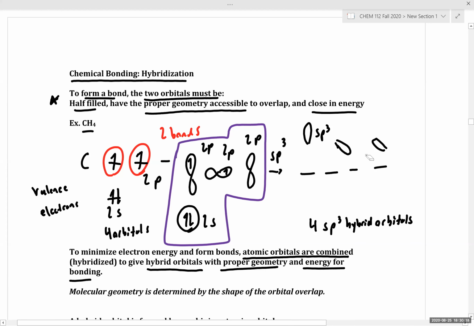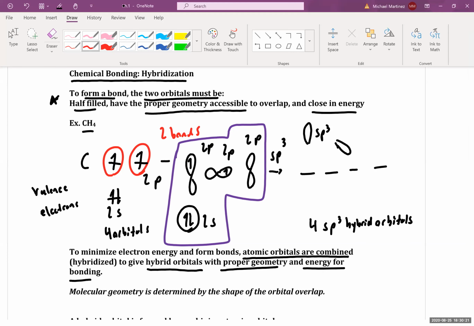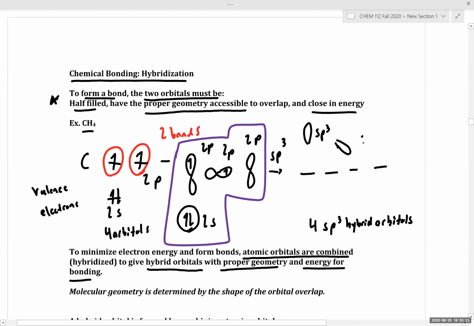Additionally, and this is the really critical part, considering that we now have 4 sp3 orbitals, if we started with 4 electrons, where are those 4 electrons going to go? We start with 4 electrons before hybridization. Where do we place our 4 electrons now?